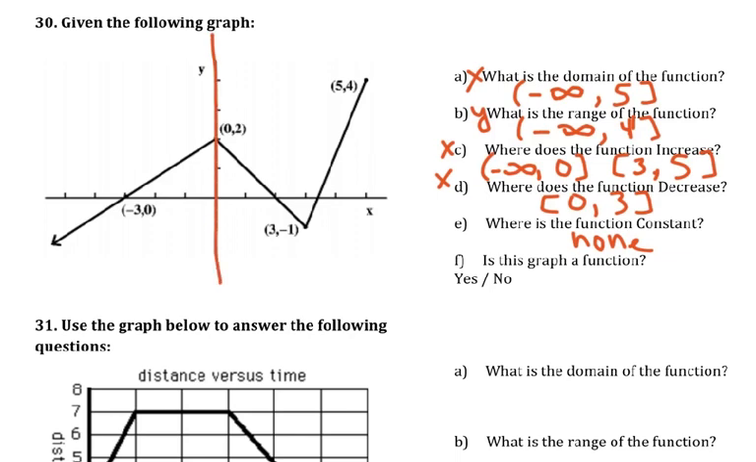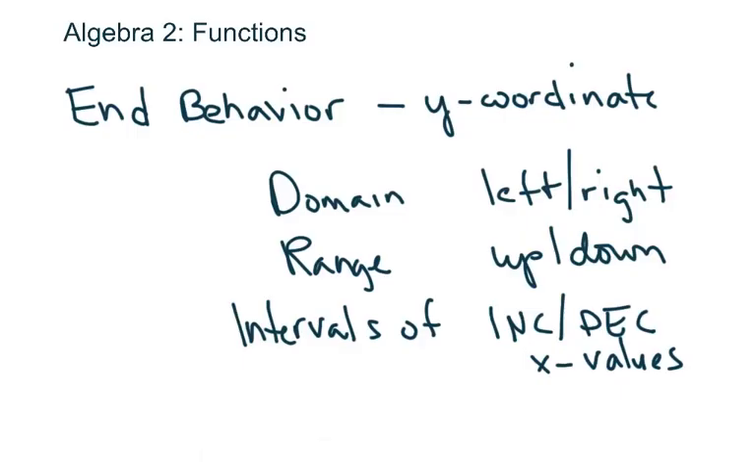If I put my vertical line here, oh, that's the only place I hit. I seem to be only hitting 1 point on the graph. If that's what's happening, then yes, it is a function. And that's an introduction to end behavior with a little bit of review of some older material.